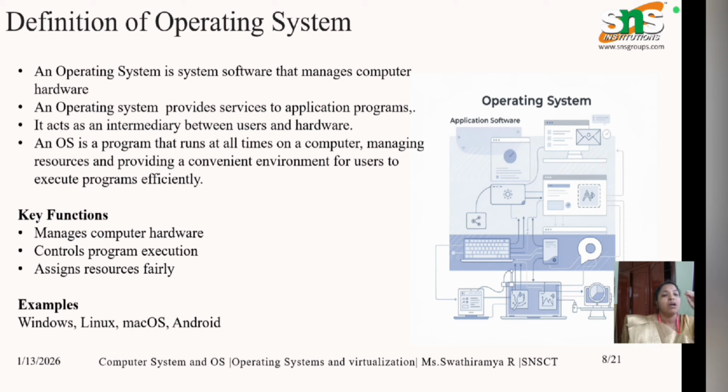crucial thing. When the user has to access the hardware directly, first of all, the user has to know the machine language. First of all, it is very complicated, and they have to know how to access the hardware. It is a very critical thing. So the operating system helps as an intermediary to communicate between the user and the hardware.